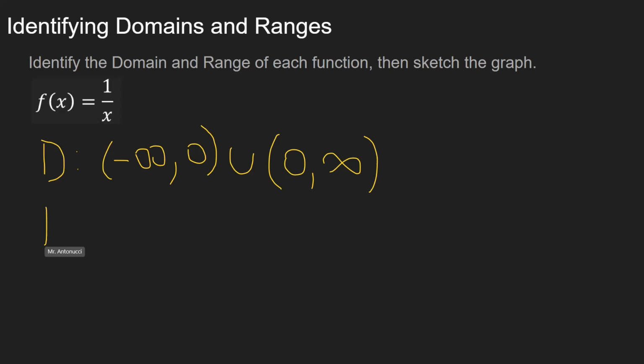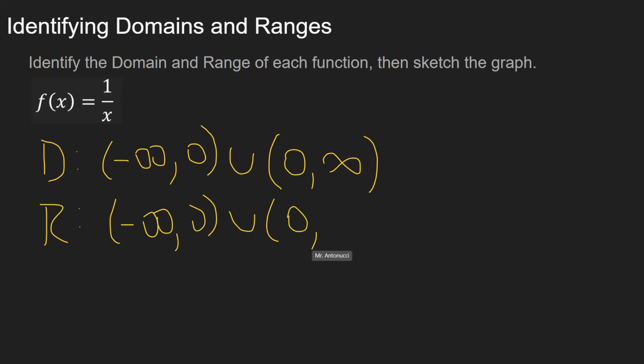The range is the set of all y values. Now the function 1 over x is the parent reciprocal function, and you should be kind of familiar with this function. If not, when we draw the graph, you'll recognize it. The range is actually the same set of values. It's the outputs, the y values associated with this function. So negative infinity, comma 0, union 0, comma infinity.